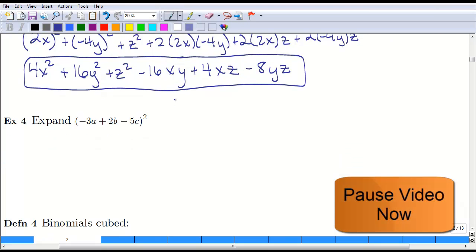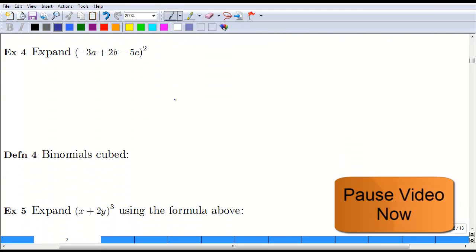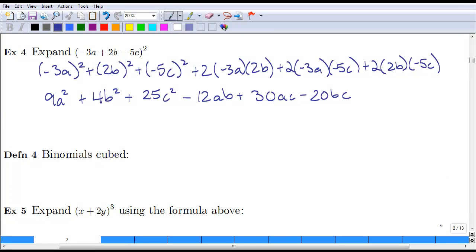So I want you to pause the video at this point and work example 4. For example 4, when everything was expanded out, you should have ended up with 9a squared plus 4b squared plus 25c squared minus 12ab, because we got 2 times negative 3 times 2. Then 30ac, again the negative 3 and the negative 5 would give you positive 15 times 2 is 30, and a negative 20bc, 2 times 2 is 4 times negative 5 is negative 20.